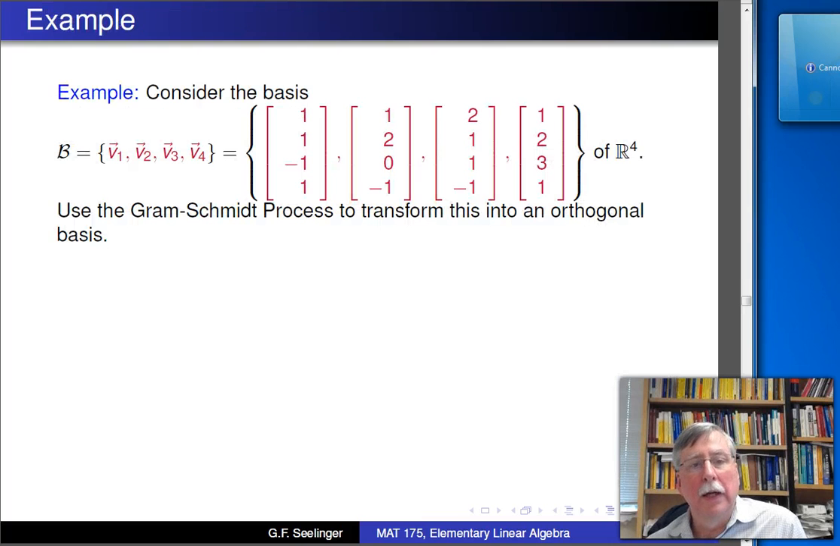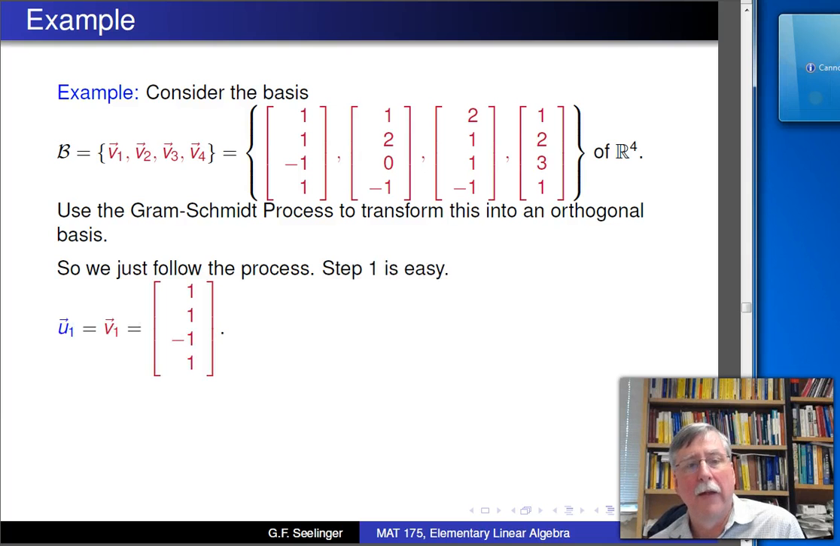Let's just consider an example before going through any type of proof of this. So consider the basis here. It's a basis of R4. You can check that by putting it into a matrix and taking its reduced row echelon form. What we want to do is transform it into an orthogonal basis. If I do that, the first step is easy. It just says, just follow the process. For the first vector, just write down the first vector. The second one, we need to project this vector onto this vector here.